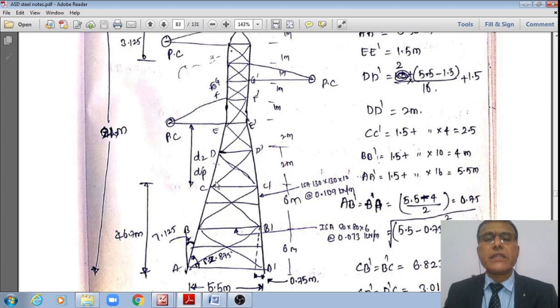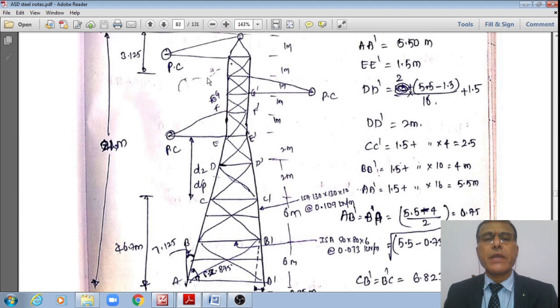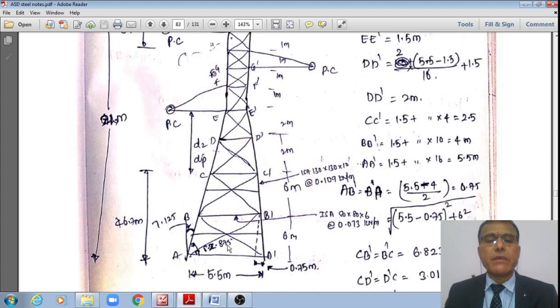And these are the secondary members, and so on and so forth. And these are the power arm. That is all. These are the different components.